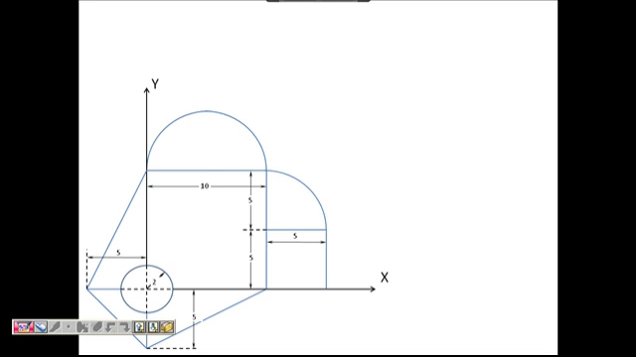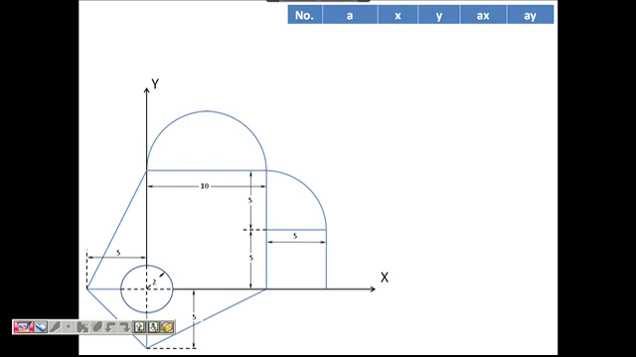So the method I recommend is you make a column, you make a table whose first row looks like this: number, area, x coordinate, y coordinate, ax and ay.